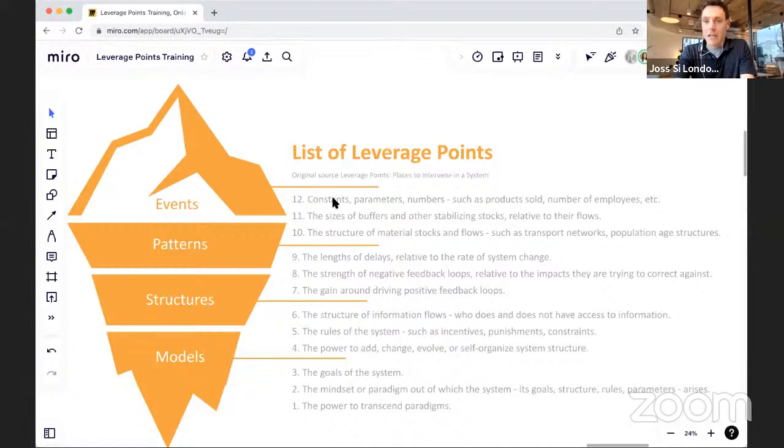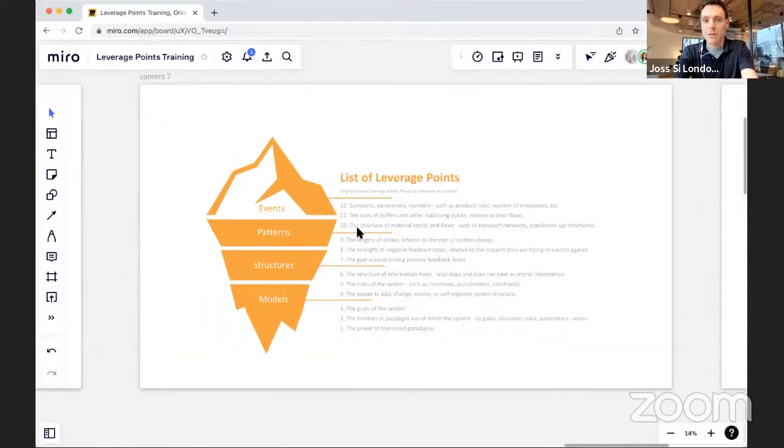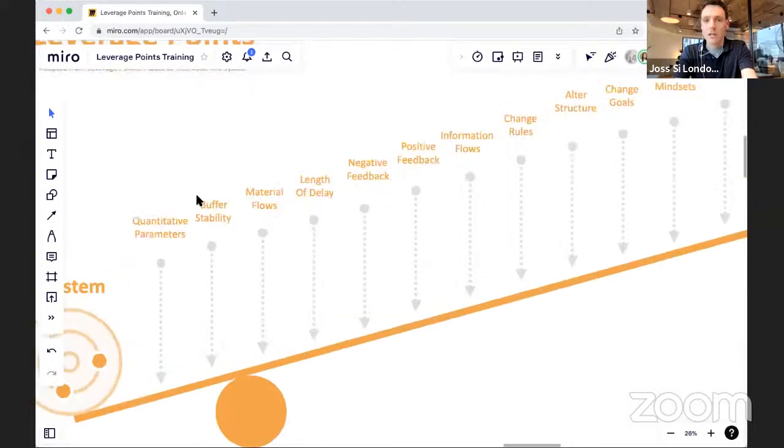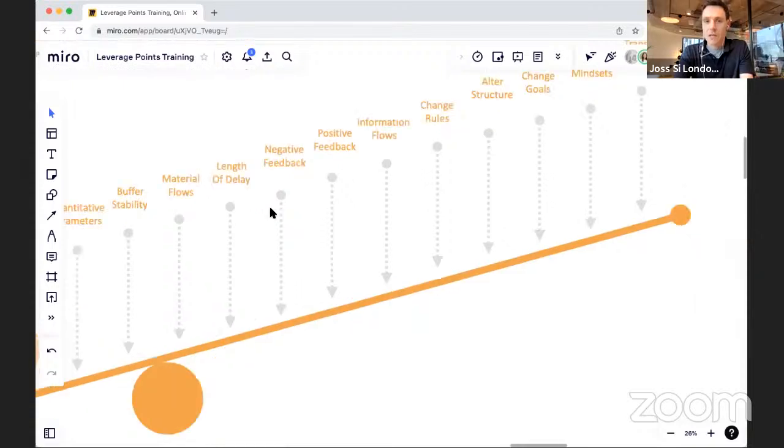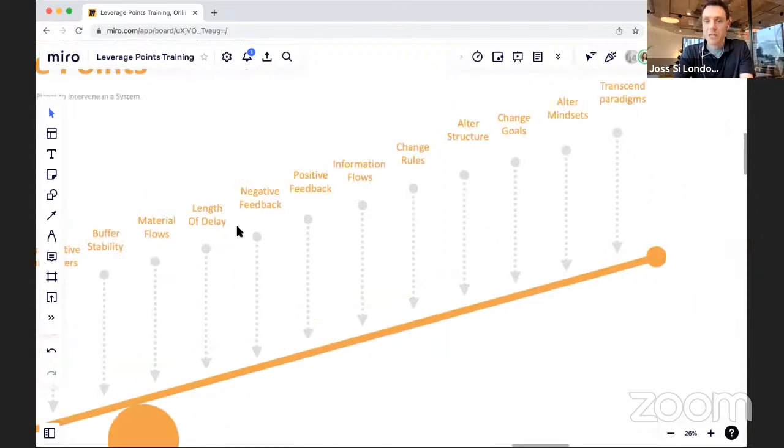So she's saying up here on the event, when we try and change these parameters, these numbers, that's the lowest leverage we can have, such as the number of products sold, the number of employees, and so forth. So these first three here, we'll go back to her illustration, are all on the event level. It's the lowest level we can have. Buffers, stabilizers, material flows. Then she gets to the patterns over time and trying to change those, right? The length of delays, the negative feedback and positive feedback.